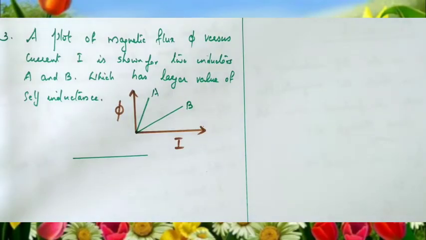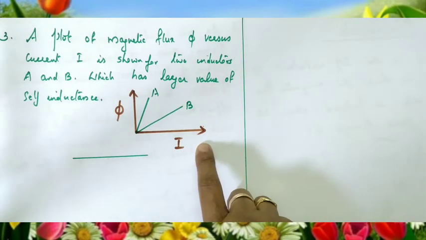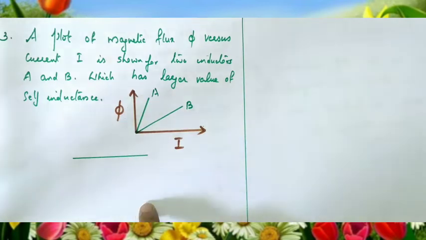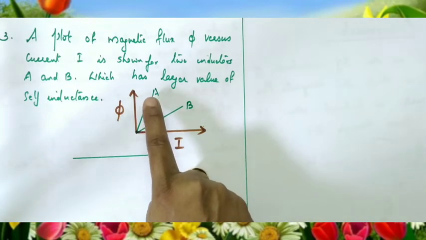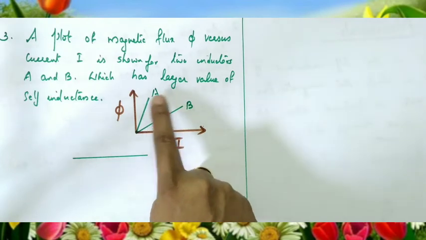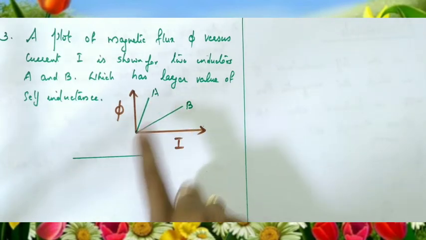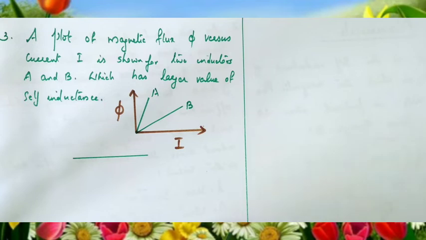Now move on to the third question. A plot of magnetic flux phi versus current I is shown for two inductors capital A and capital B. Which has the larger value of self-inductance? So here the graph is given, current is plotted along the x-axis and magnetic flux along the y-axis for two inductors A and B. So which is greater, which has the higher value of self-inductance? That is the question. So we can redraw the graph.